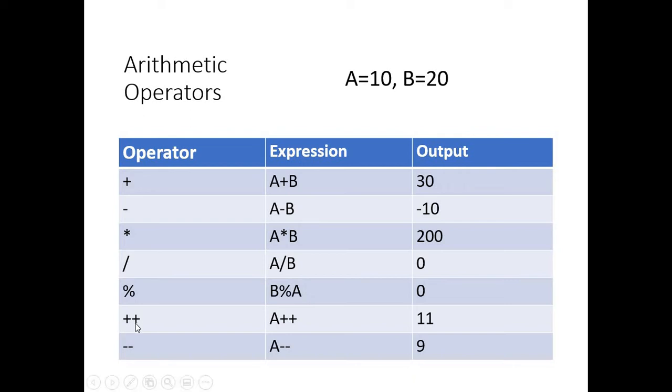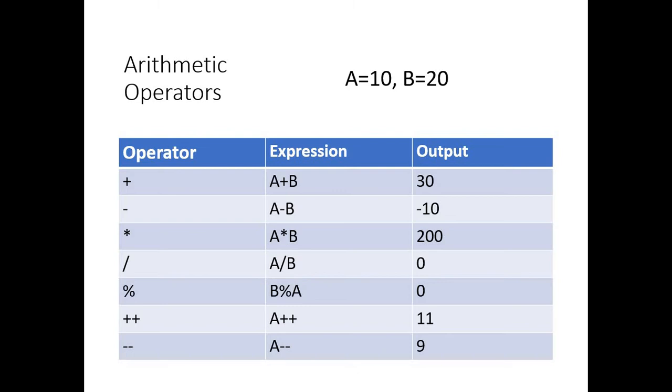The next operator we have here is plus plus, which is called the increment operator. The increment operator adds 1 to the operand value. So the A plus plus expression will generate the value 11. In a similar way, we have another operator, minus minus, which is called the decrement operator. The decrement operator subtracts 1 from the operand value. So after the execution of A minus minus, the value of A will be 9, that is 10 minus 1.